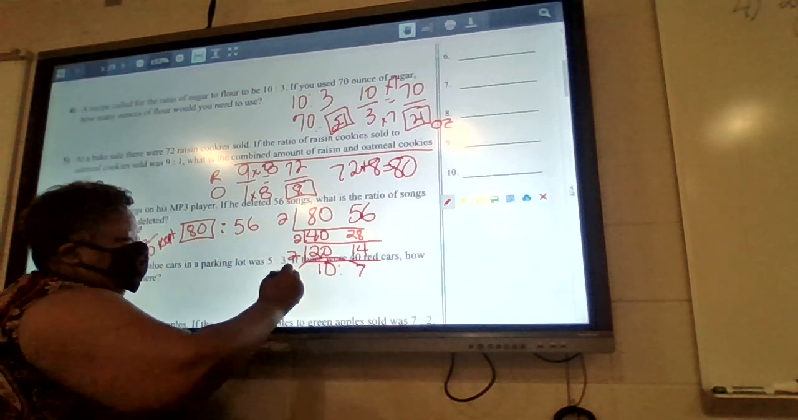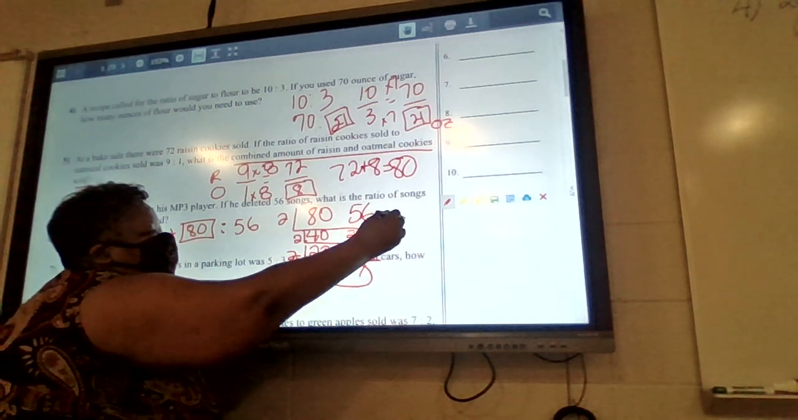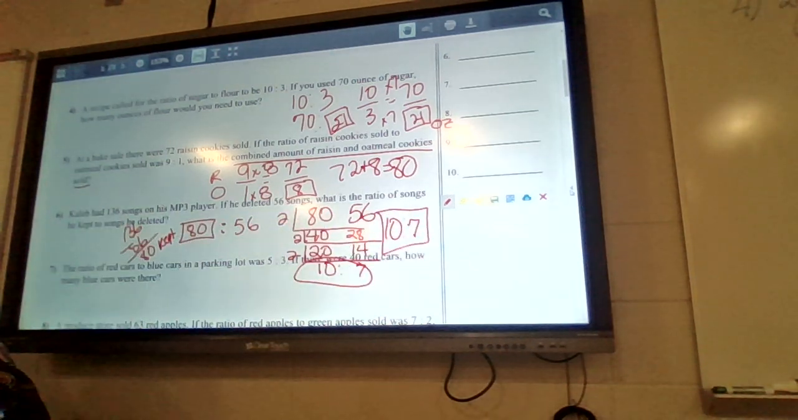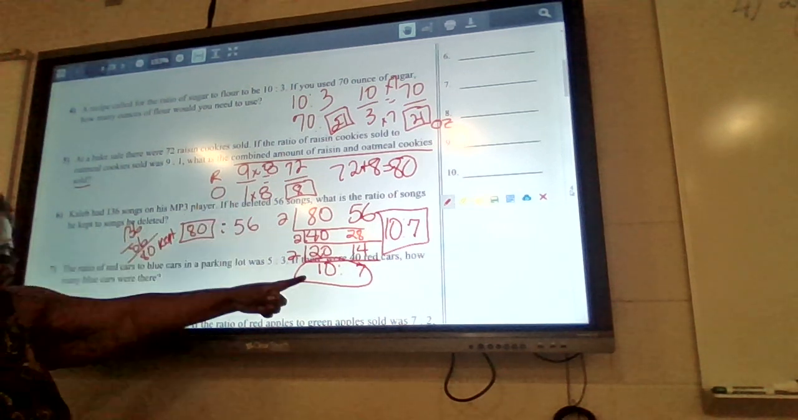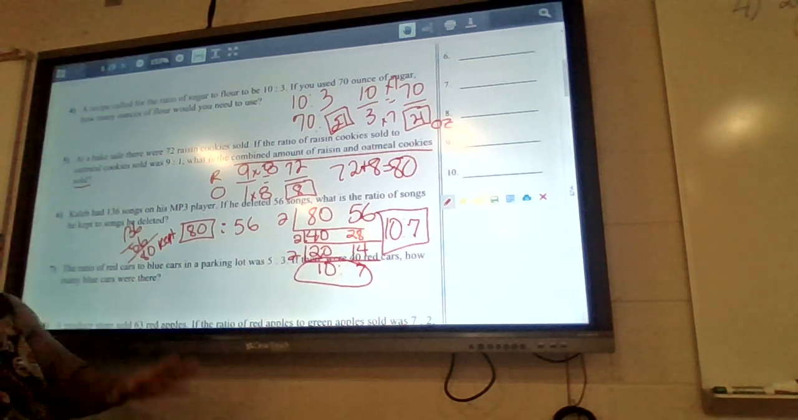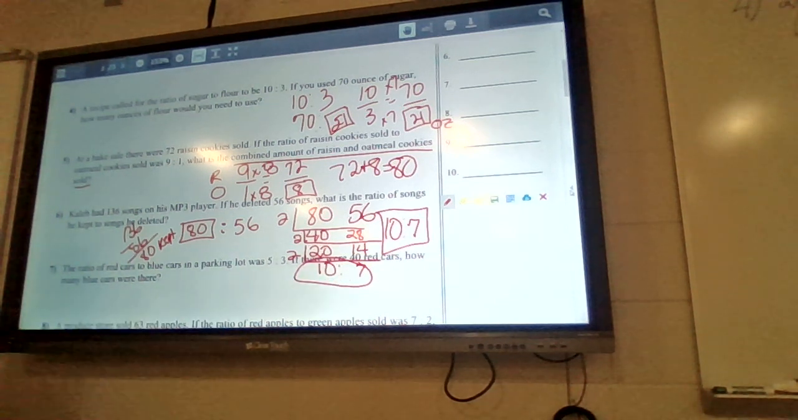This is our ratio. 10 to 7. Is that the answer? Yes, 10 to 7. Once you get it down to 1 and done, because 1 is the only thing that'll go into 10 and 7, you have simplified it enough.